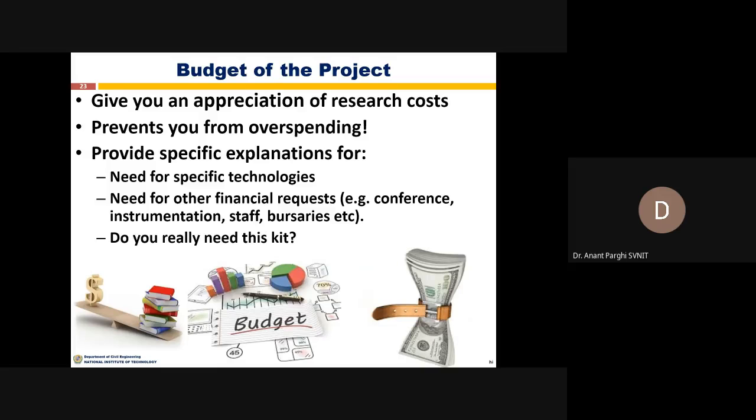Now about the budget and the project. The main thing is funding; money comes into the picture. It will give you an appreciation of the research cost and prevent you from overspending, because you need to keep in mind whether the funding is available. It will provide a specific explanation for the need for a specific technology, and for other financial requirements, for example conferences, instrumentation, staff, bursaries like fellowships. You need to keep these things in mind.